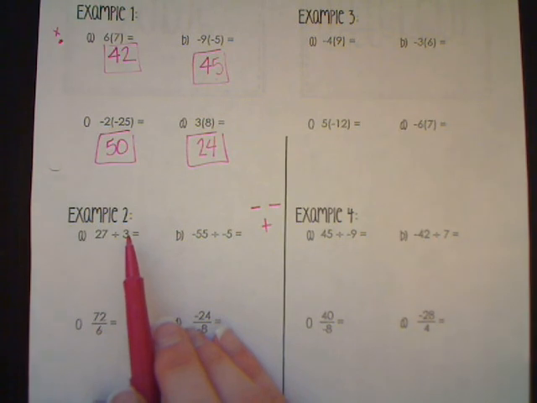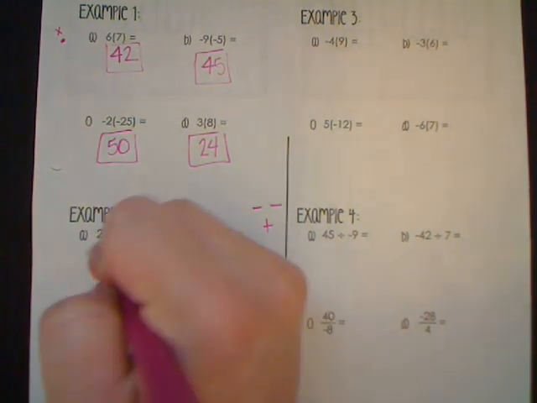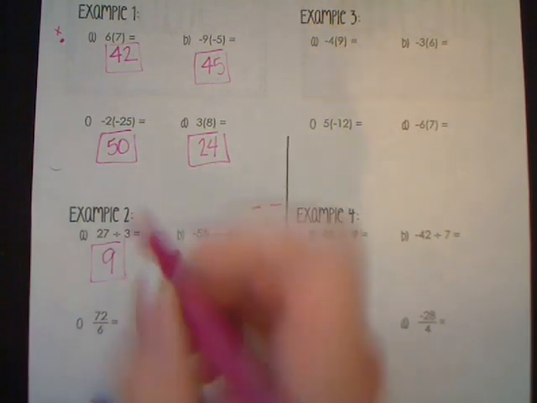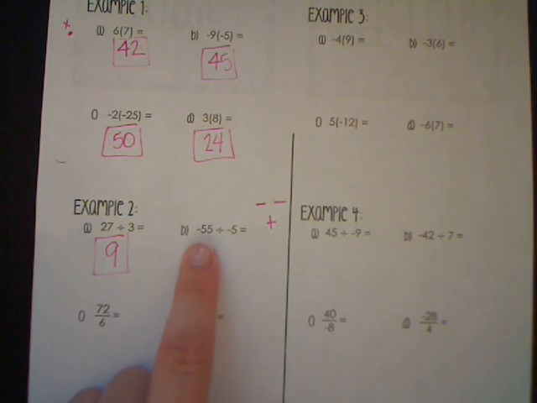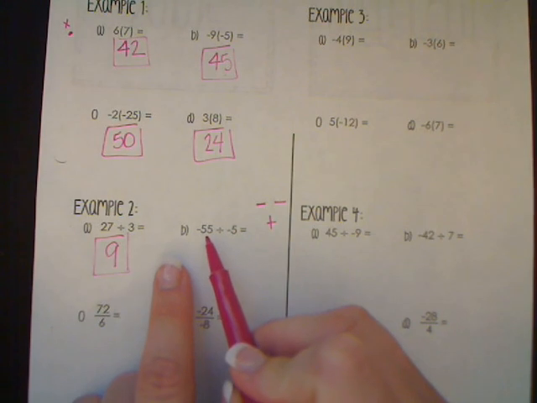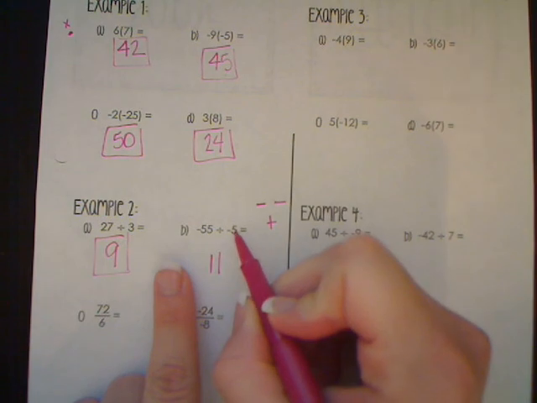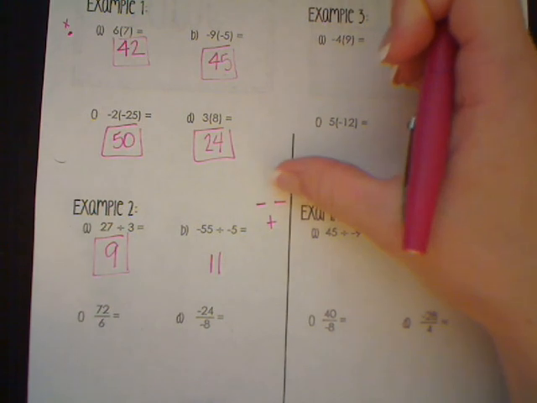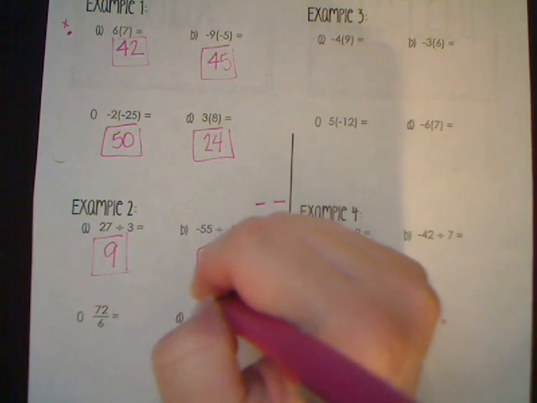Or if you're better at multiplication than division, just work backwards. 3 times what is 27? 9. Okay, and a positive divided by a positive is a positive because they have the same signs. Okay, let's do this one, B. Negative 55 divided by negative 5. Well, 55 divided by 5 is 11. You can check that. Is 5 times 11 55? It sure is. And then a negative divided by a negative, I've got two negatives. That's a positive. They have the same sign, so if they have the same sign, your answer is positive.